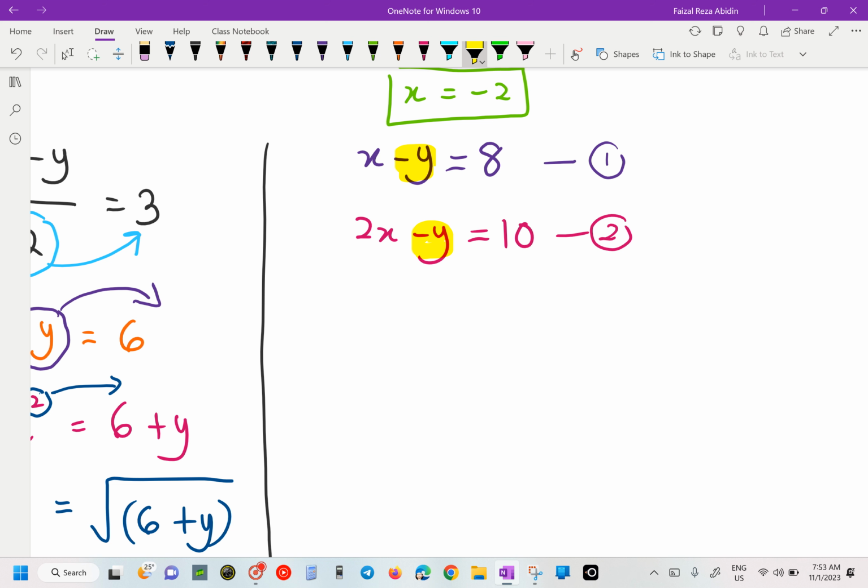Yes! Your friend said we are going to add together the two of our equations over here. Why didn't we plus? Negative y plus negative y. Negative y minus negative y. You are going to get negative 2y. Plus. Sorry, it's going to be minus. How?